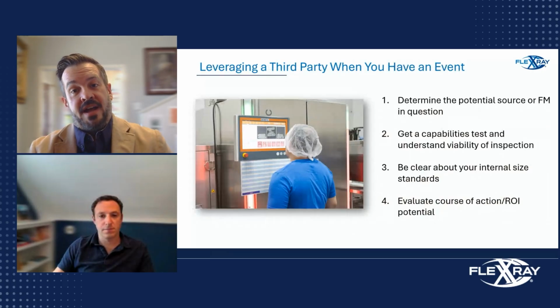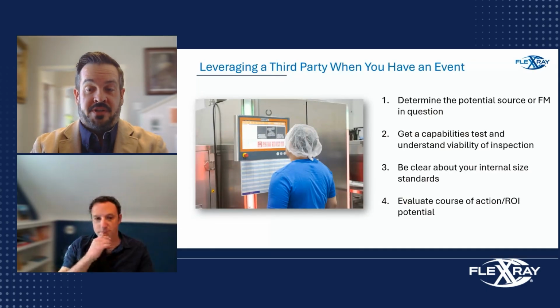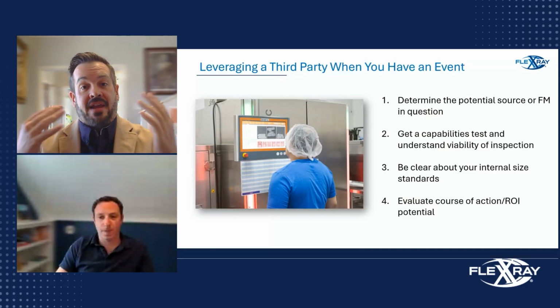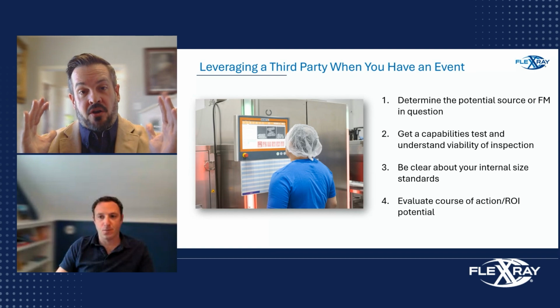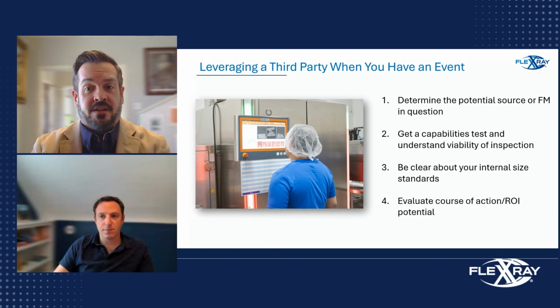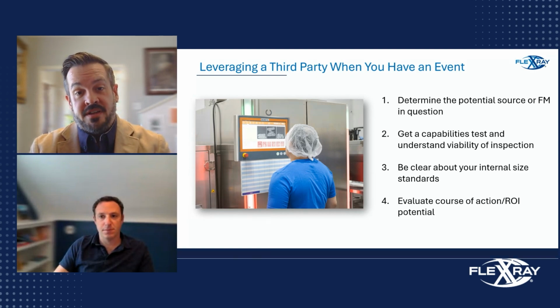So what are the things that happen whenever you have an event as it relates to FlexXray services? The first thing, obviously in-house, you're determining the potential source. You're trying to bracket what that hold needs to look like around the product zones. The first thing that we're going to do in-house at FlexXray, though, is understand exactly what we can do as it relates to the capabilities of the foreign object and the product zone.